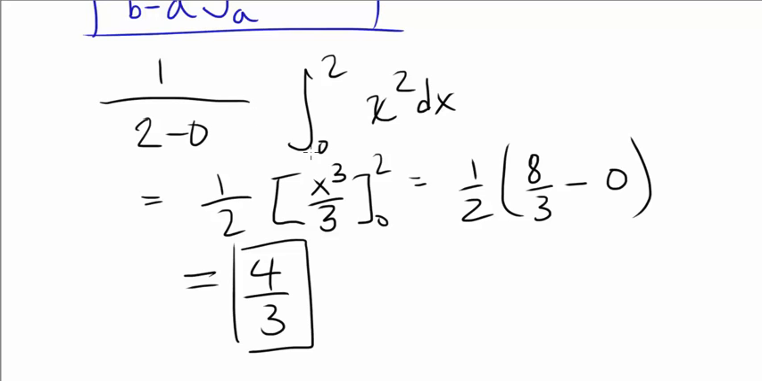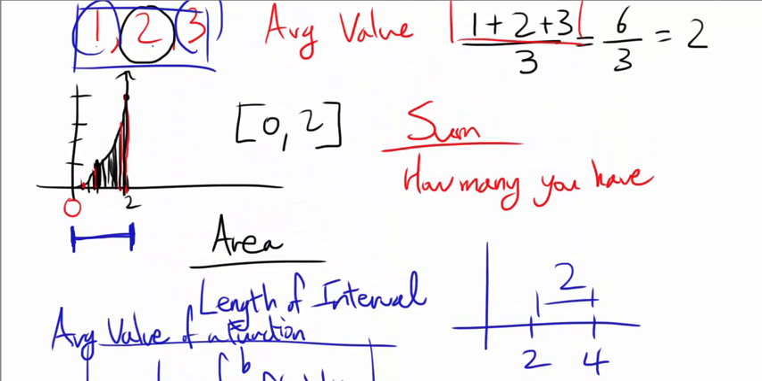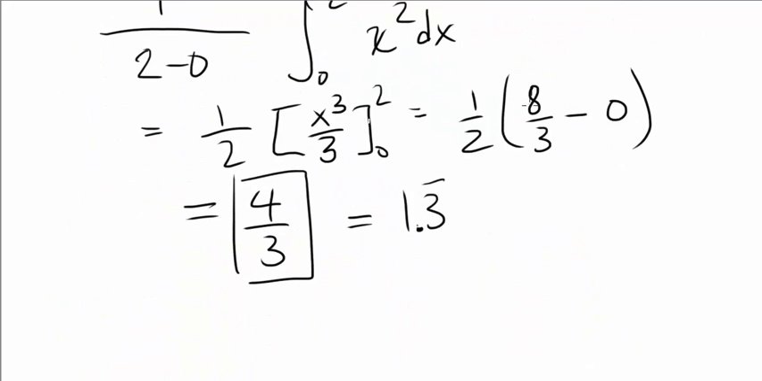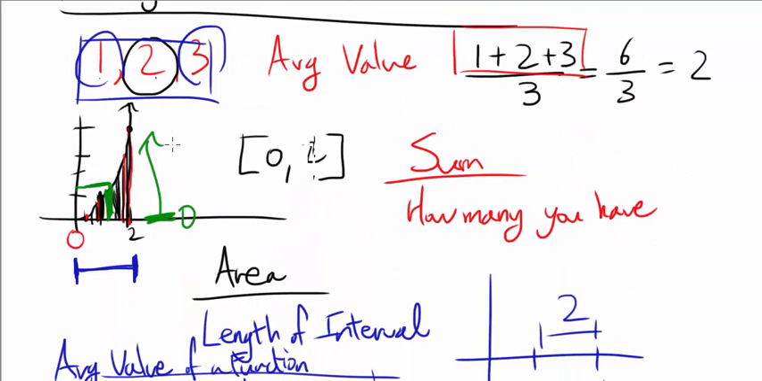You may say this value is about 1.3 repeating. It is exactly 1.3 repeating. So our average value of the function is about here. That's our average value of the function. And you may say, why is this the average value when you're going from 0 all the way to 4? Why is 4 over 3 our average value?